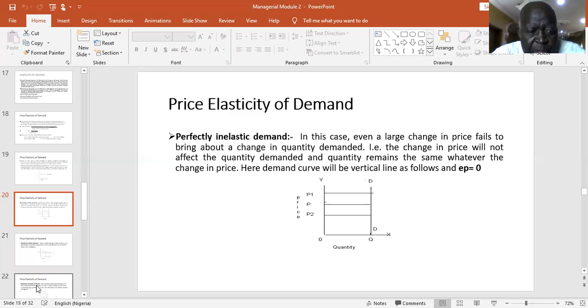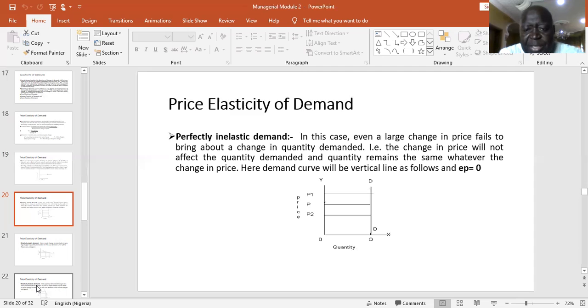Now, there's also perfectly inelastic demand. We remember the first one we did, perfectly elastic. The demand curve is horizontal. In this case, even a large change in price fails to bring about a change in quantity demanded. Either change in price will not affect the quantity demanded, and quantity remains the same whatever the change in price. Here, the demand curve will be a vertical line. So you can see the DD line is vertical.